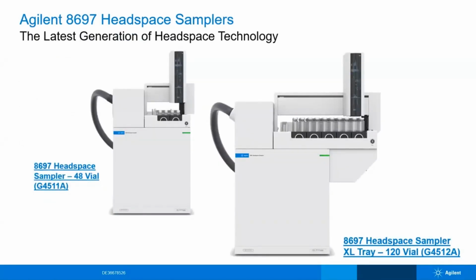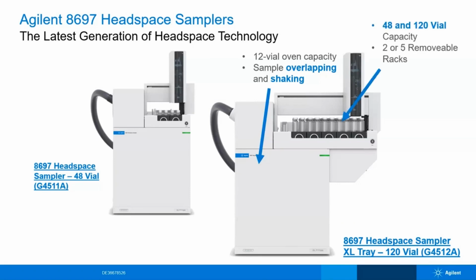Agilent provides a leading headspace system through the 8697 headspace sampler. This new generation has a number of features that allow most labs to reach their peak productivity. You have a 12 vial oven capacity, which provides the shaking and overlapping samples needed to maximize the number of runs per hour on any GC.